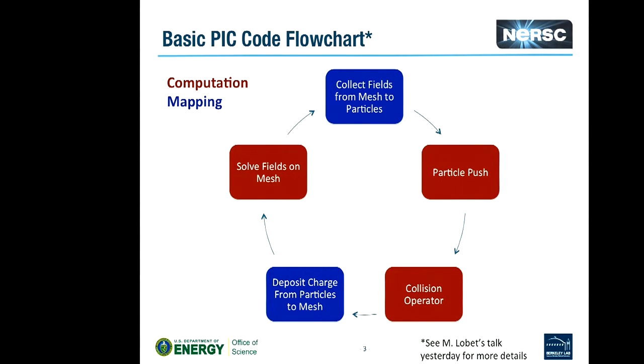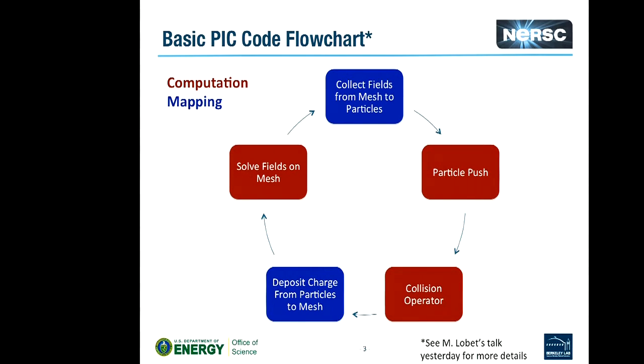This is the basic flowchart of what happens in a PIC code. I refer you to Matthew LaBey's talk yesterday for a better explanation. There are compute steps: you solve fields and then move particles. And we're in a collisional regime, so we also have to take care of collisions. In between there are mapping steps where you map between the quantities on the grid and quantities on the particles.